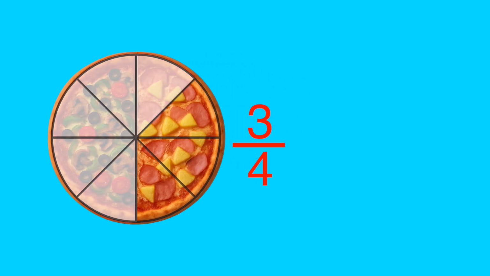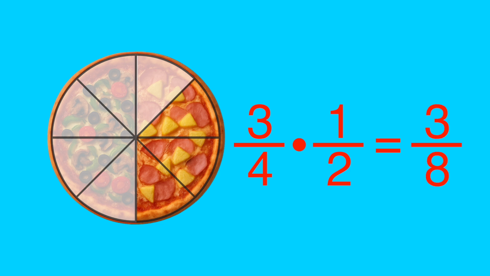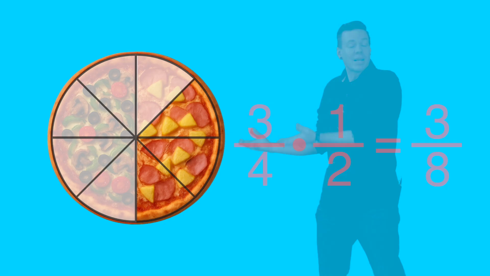What this tells us is that 3/4 of 1/2, or 3/4 times 1/2, is equivalent to 3/8 of the whole pizza. And that's exactly what we saw in that previous example where we multiplied 3/4 times 1/2. And that's how multiplication works with fractions. And now we're going to bring Greta back in, and she's going to show us another example.